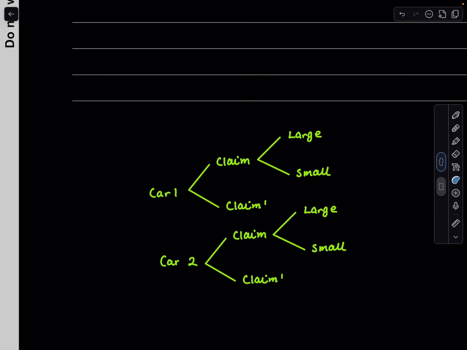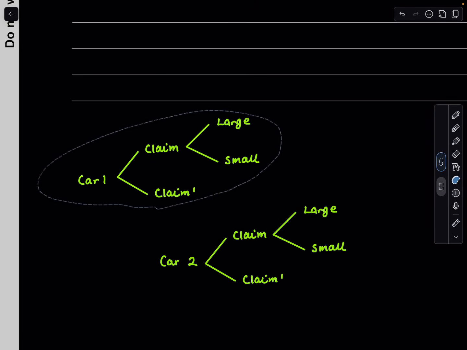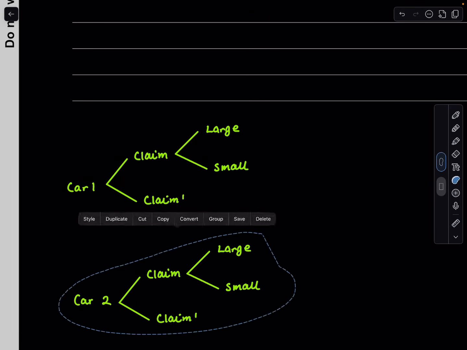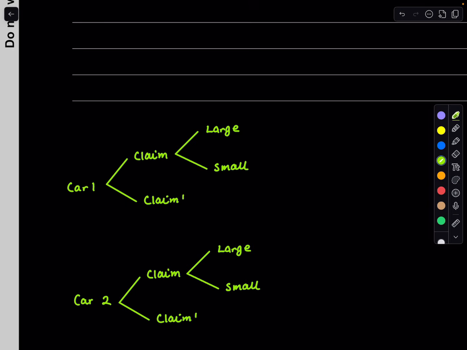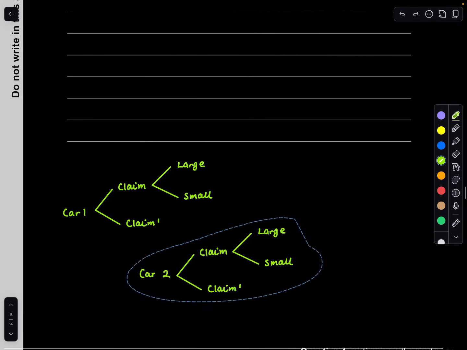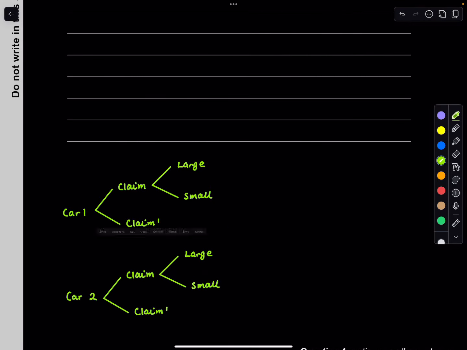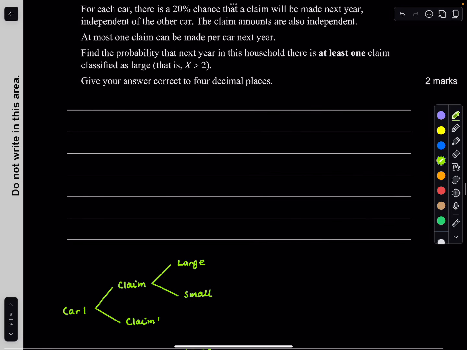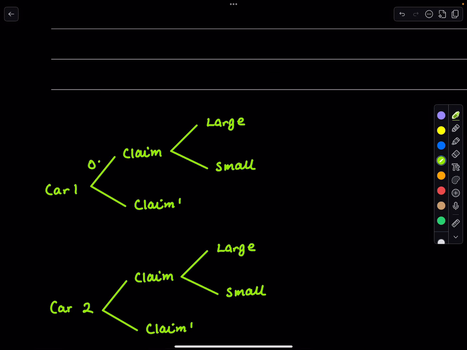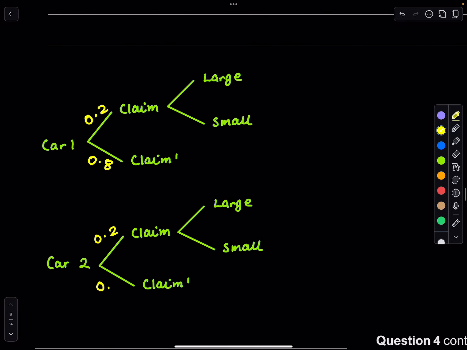You can just separate them. So you have two events here. For example, that is by itself independent, and that's of course independent itself too. Now they told us that for each car, there is a 20% chance of a claim next year. So for a claim it's 0.2, and so unclaimed is 0.8. It's the same with this one because they're independent, so it's the same probabilities.